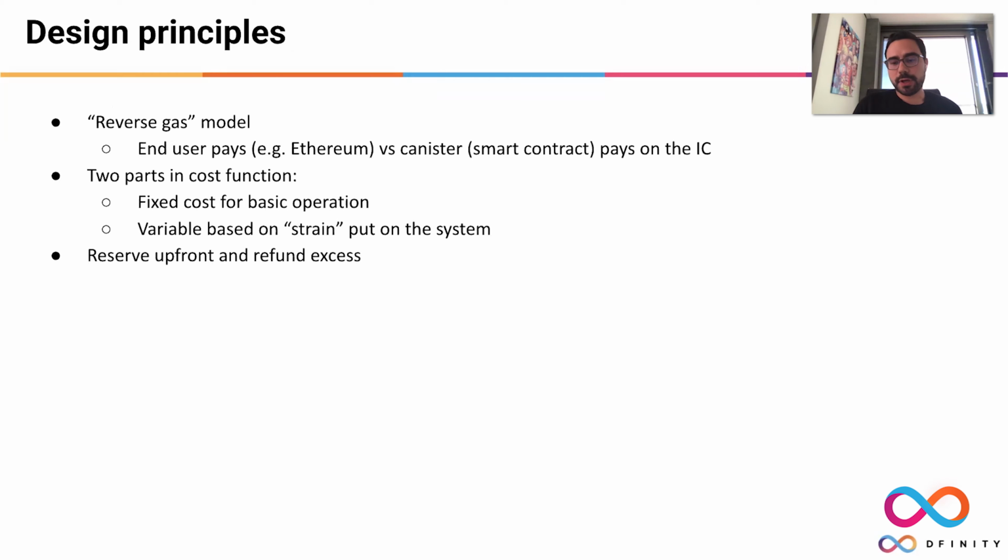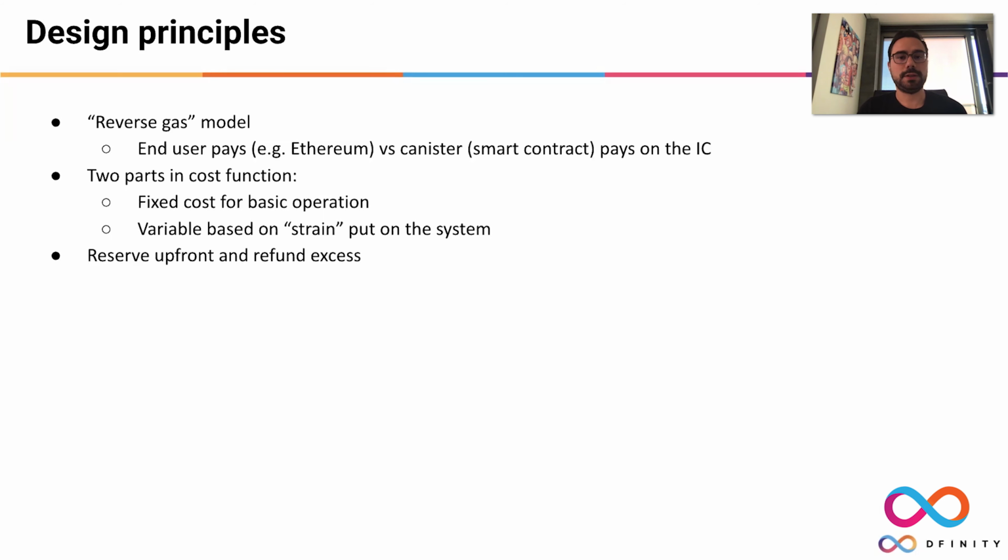Now that we know some of the goals, let's look into the design principles that we used while implementing the mechanics of charging cycles. I think the biggest difference, especially with other blockchains like Ethereum, is what we call the reverse gas model. If you're familiar with Ethereum, the end user, in that case, is responsible to pay when they use a smart contract.